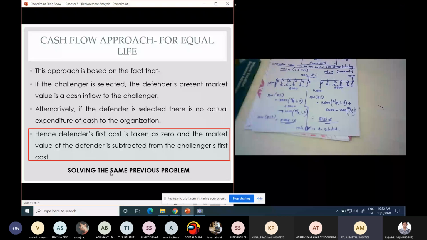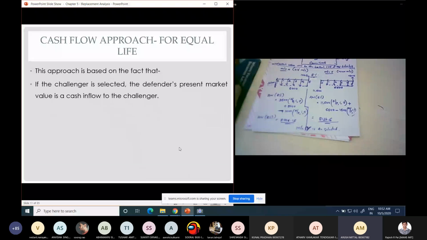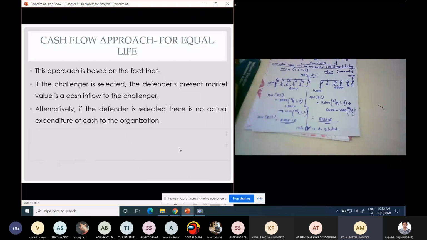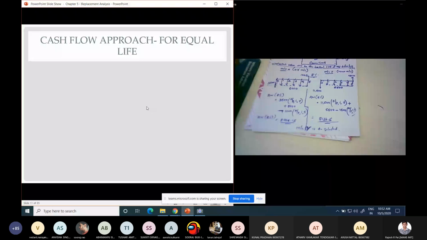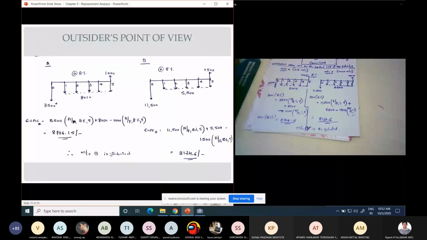Sir, here we have selected the challenger, right? Yes, for the previous numerical, we have selected the challenger. Because of my mistake, I have written it as machine B. It is actually machine X and machine Y. So Y is the challenger machine. It's a mistake here. I had considered A and B as the alternatives. Change it to Y. So the challenger is selected.